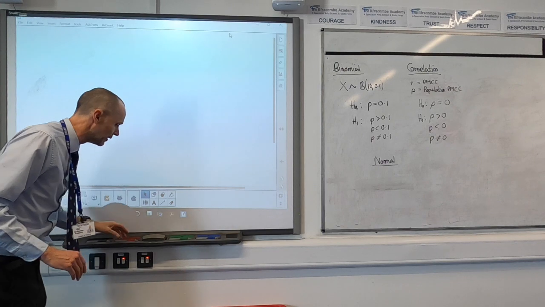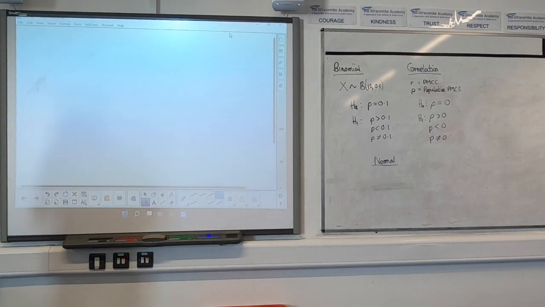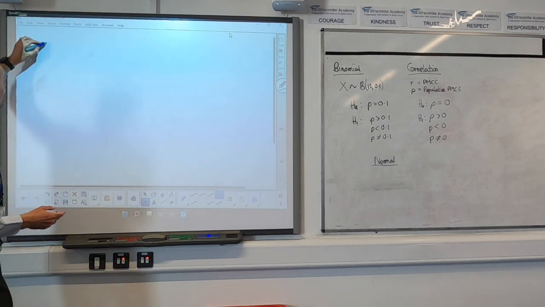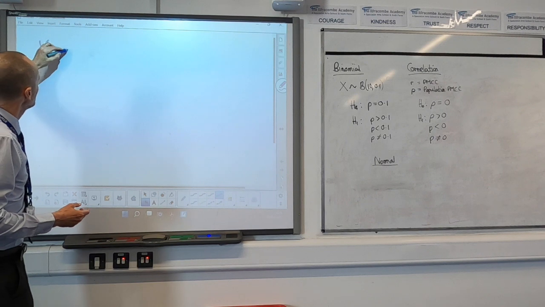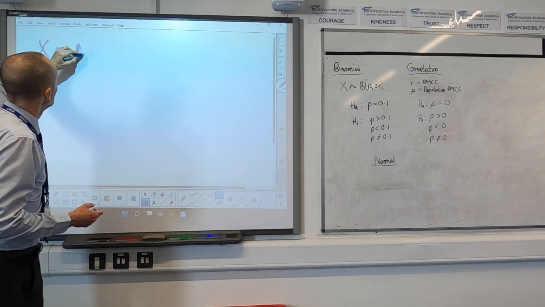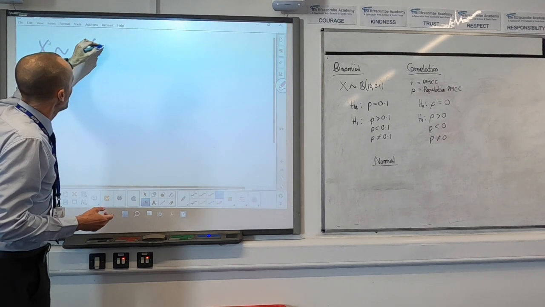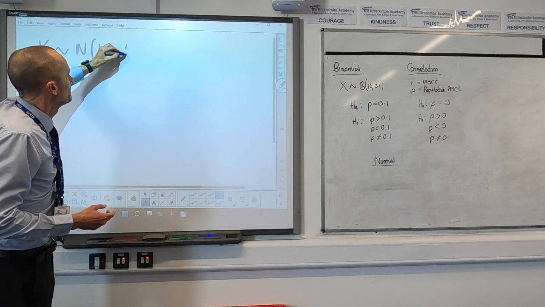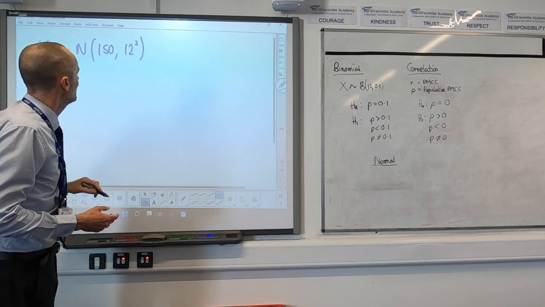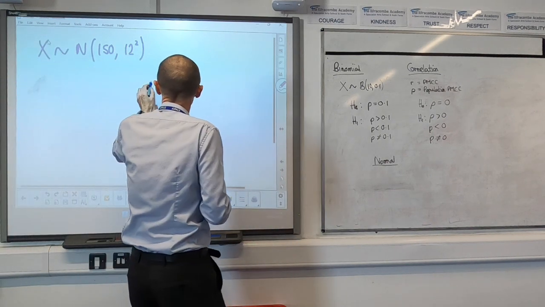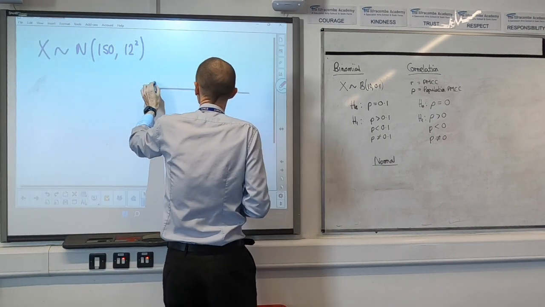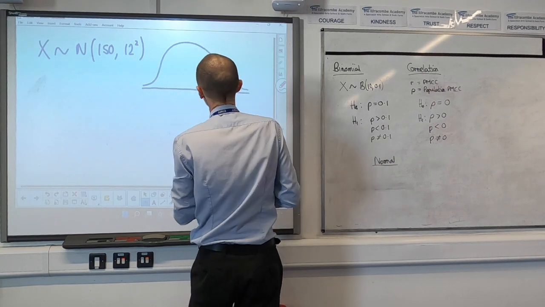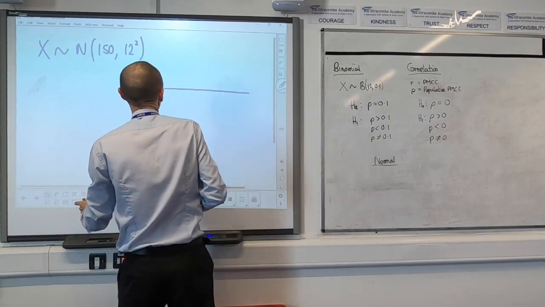So I want you to imagine that I somehow calculate the heights of everyone in the school, okay? And we discover that, like most continuous data, the heights of people at the school are normally distributed, and let's say that the average height is 150 and the standard deviation is 12 centimetres, okay?